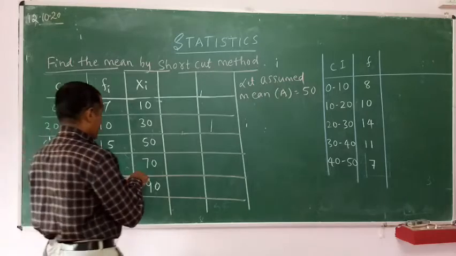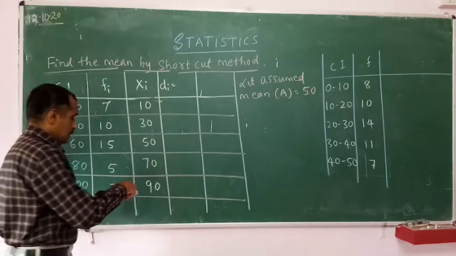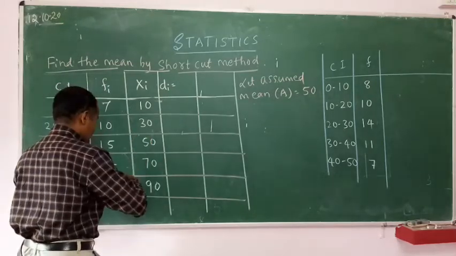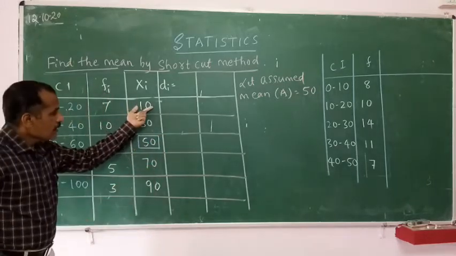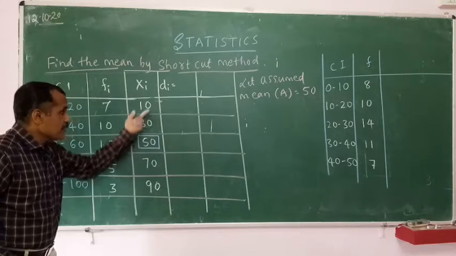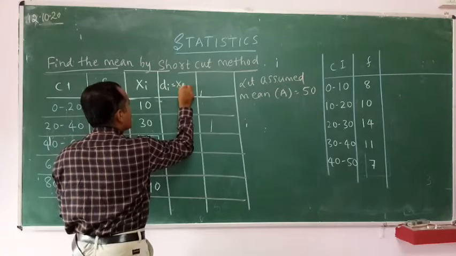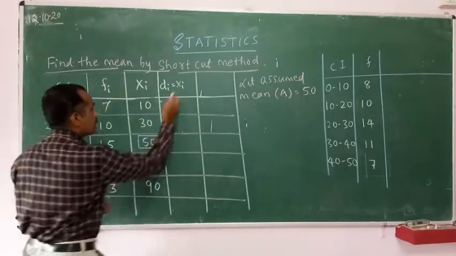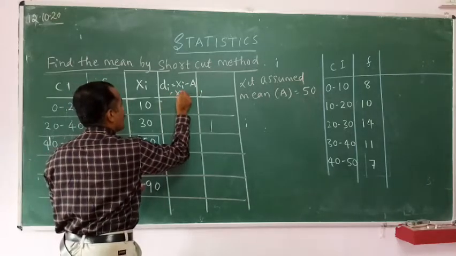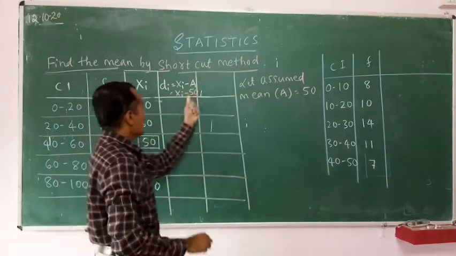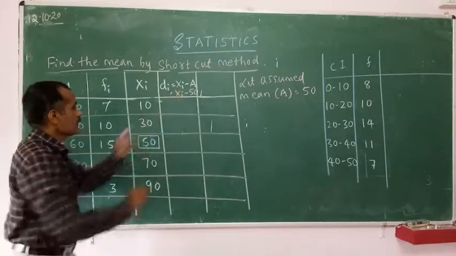What is the next column? The next column is deviation. Deviation di is equals to xi minus A, where A is the assumed mean. How much more is it? What is the difference of these 2? That is called deviation, and the formula for that is xi minus A. For this problem, it is xi minus 50 because A is taken as 50. Every value minus 50.